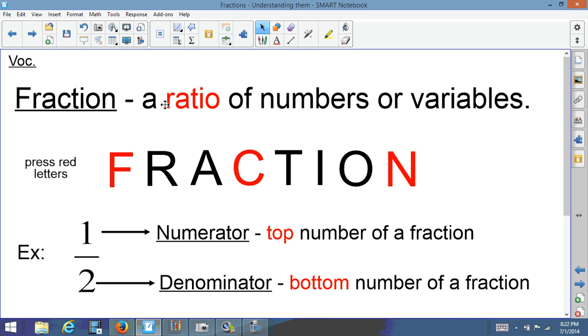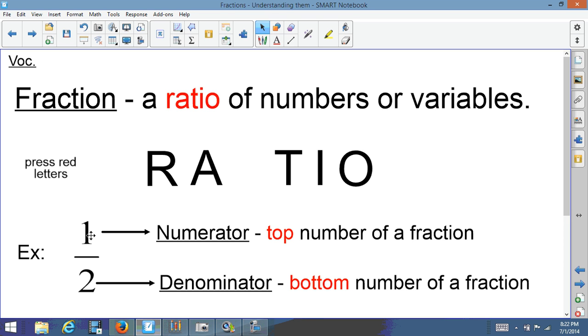Ratio. I want to do a little math magic by pressing the red letters in the word fraction and watch what happens. When I press the F, it disappears. Press the C, it disappears. Press the N, it disappears. So you have the word ratio in the word fraction. That way you can always remember, ratio is a fraction.